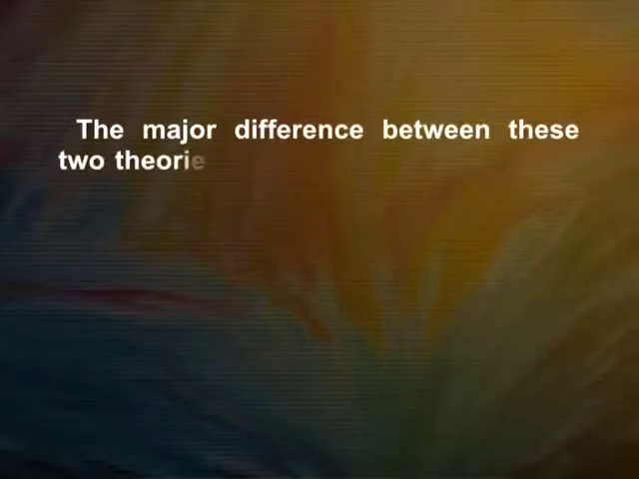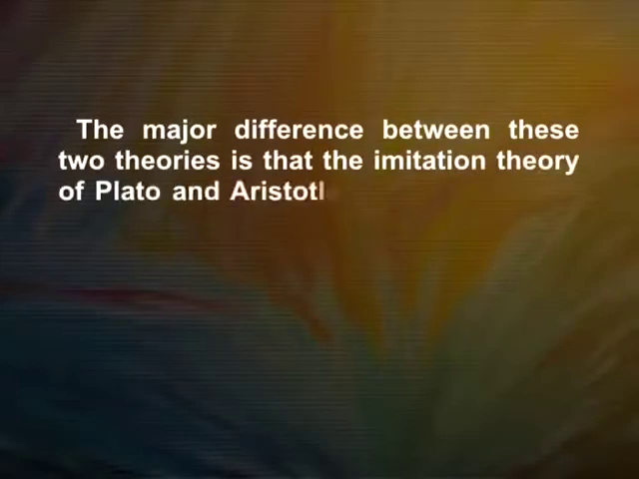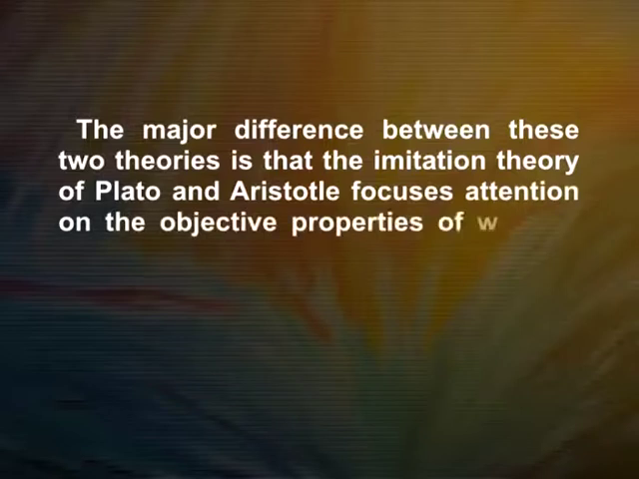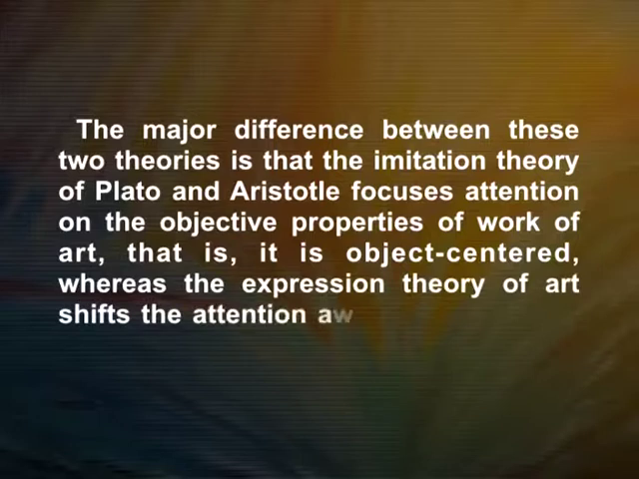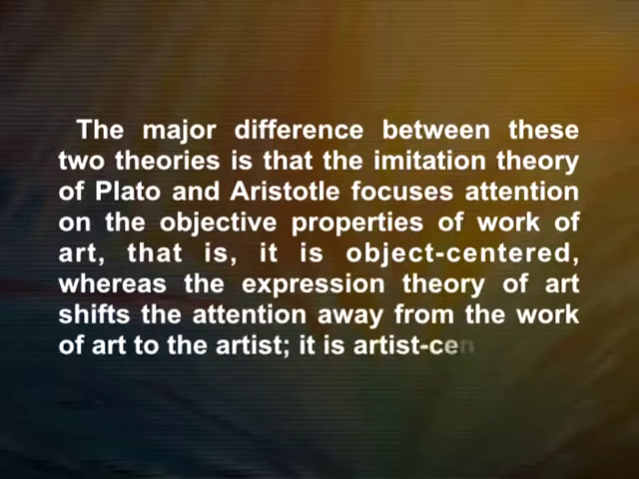In this chapter, we will mainly discuss the imitation theory of art put forward by Plato and Aristotle, and the expression theory of art, a 19th century view which was the first theory to challenge the dominance of the imitation theory. The major difference between these two theories is that the imitation theory of Plato and Aristotle focuses attention on the objective properties of the work of art, that is, it is object-centered, whereas the expression theory of art shifts the attention away from the work of art to the artist.